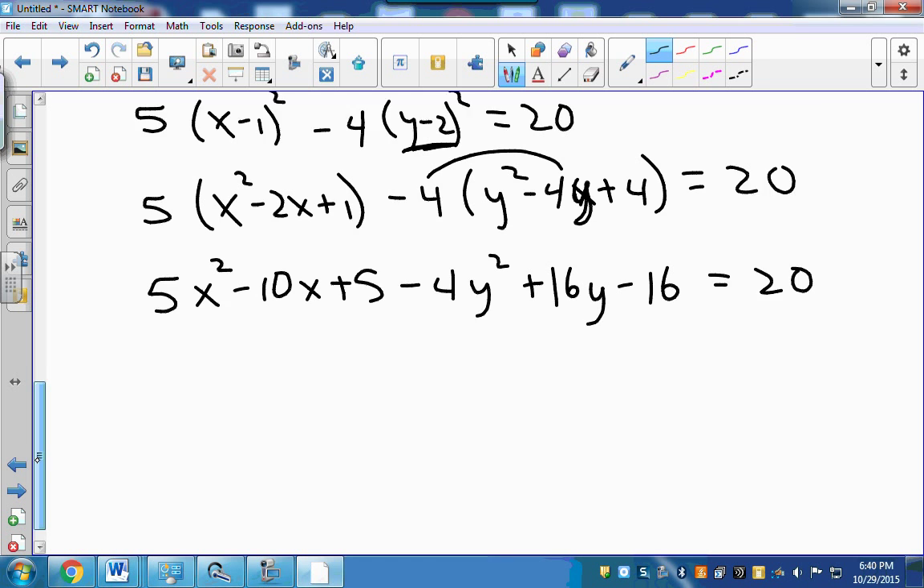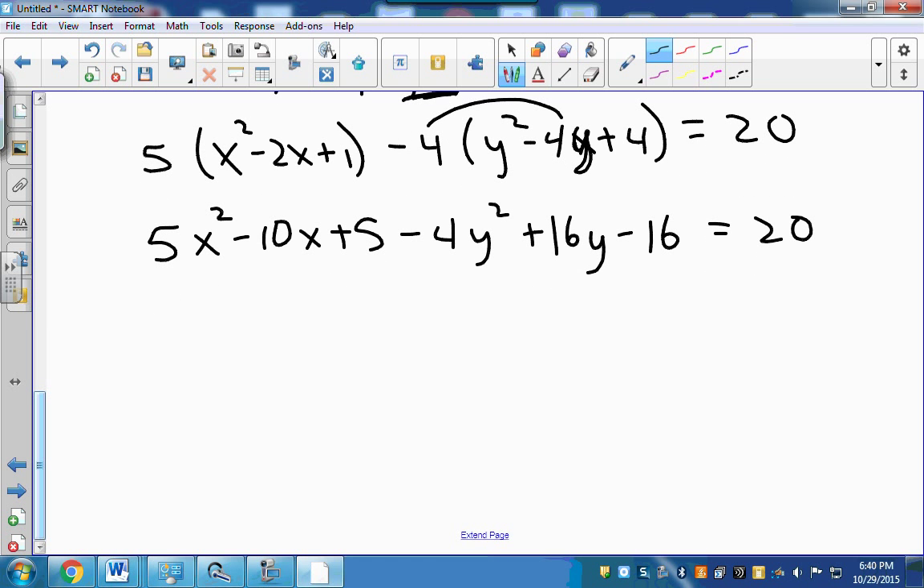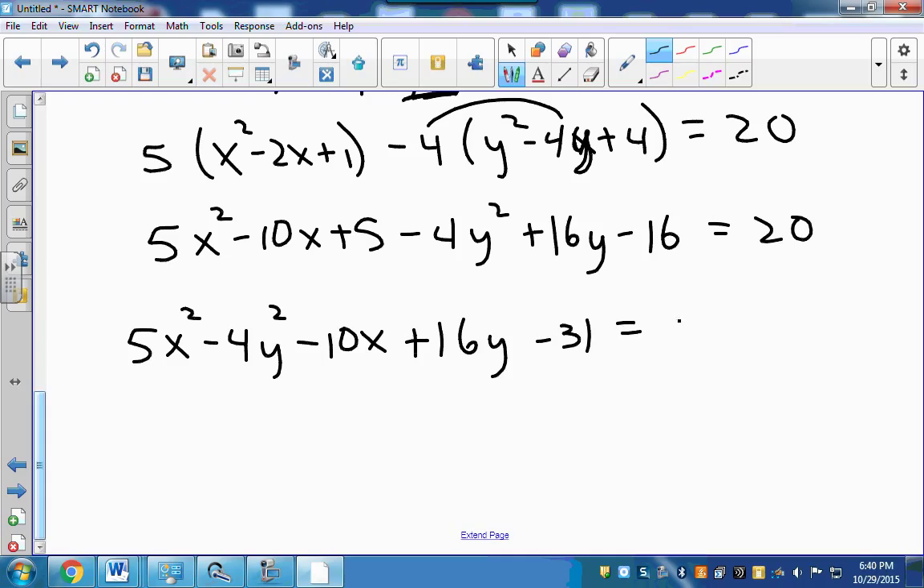And lastly, we'll rearrange it so the quadratic terms are first. 5x squared minus 4y squared minus 10x. Here's the linear term, 16y. Our constants, what have we got? We've got minus 11 and then minus 20, so minus 31 equals 0. I think I did that right. Okay, 5 minus 16 is minus 11. Take away 20, minus 31. Okay, so here, I give you this. This is the general form.